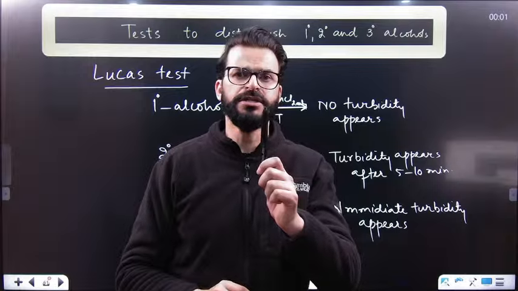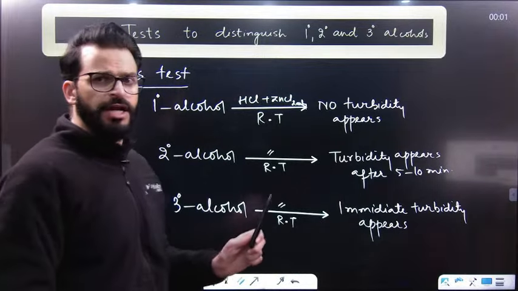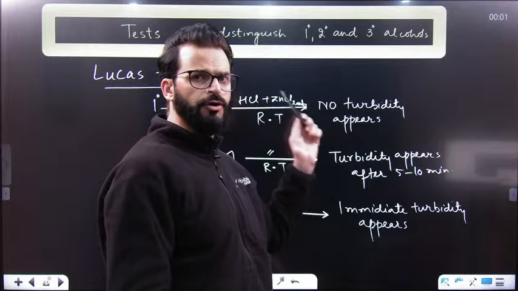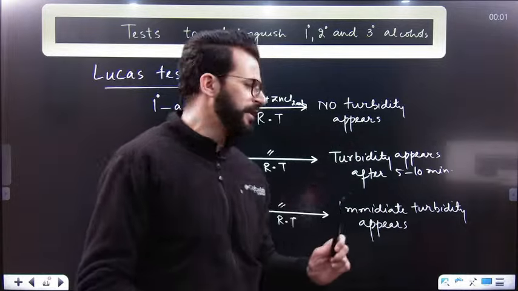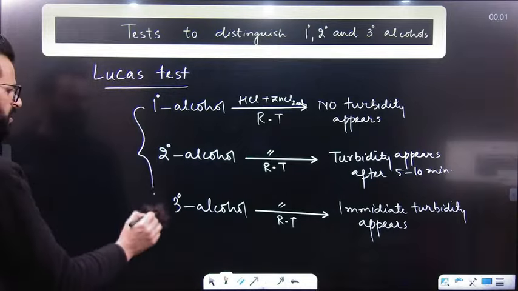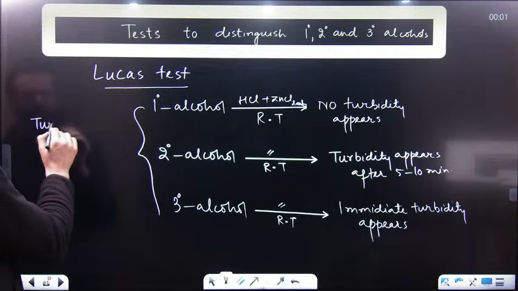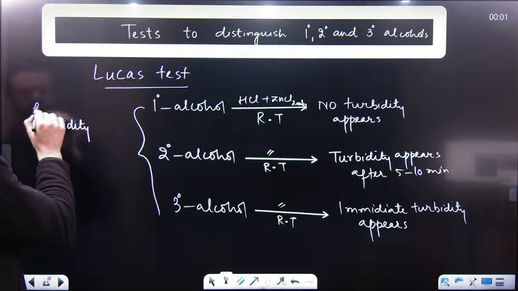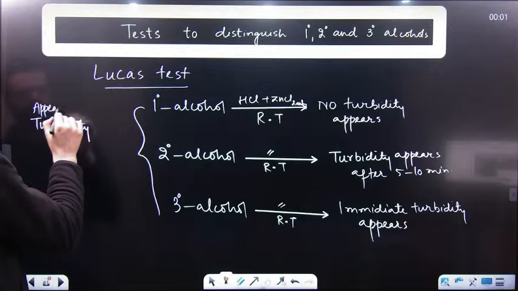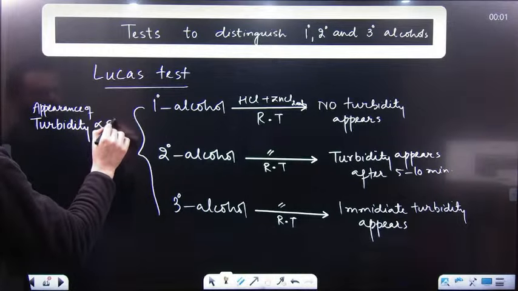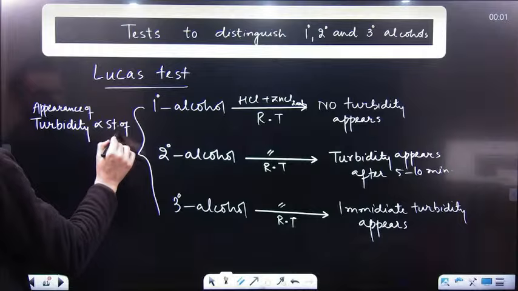If turbidity appears immediately, it is 3 degree. If turbidity does not appear immediately, but appears after heating, then it is primary alcohol. If it appears after 5 to 10 minutes, then it is secondary alcohol. So can I say from this that the appearance of turbidity is directly proportional to the stability of carbocation.